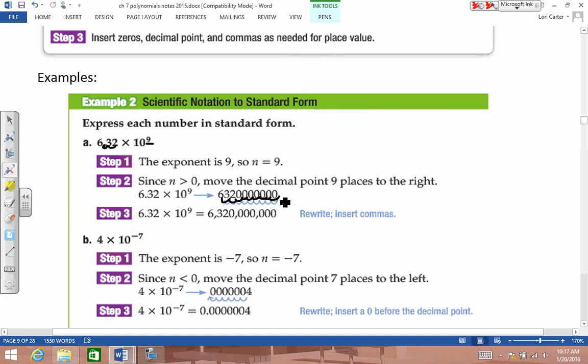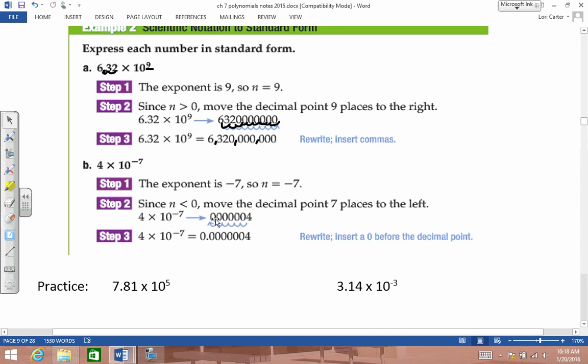After you put in your zeros, you must add your commas so it's easy to read. Okay. So every 3. Boom. All good? By the way, what number is that? That's 6,320,000,000. 6 billion. Well done. Okay, on to the next.